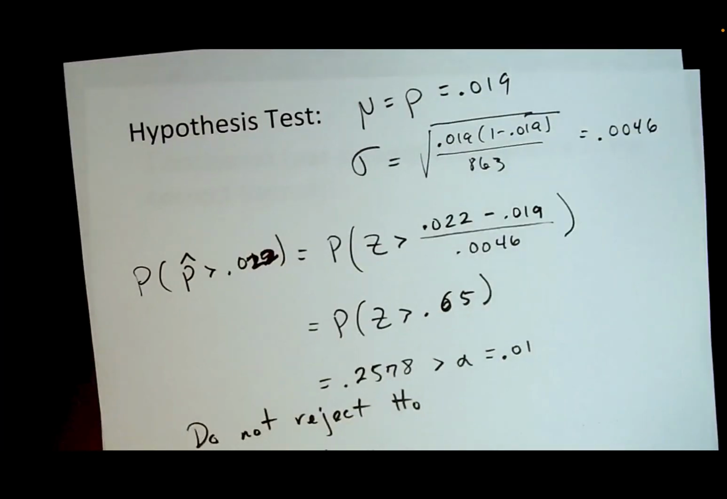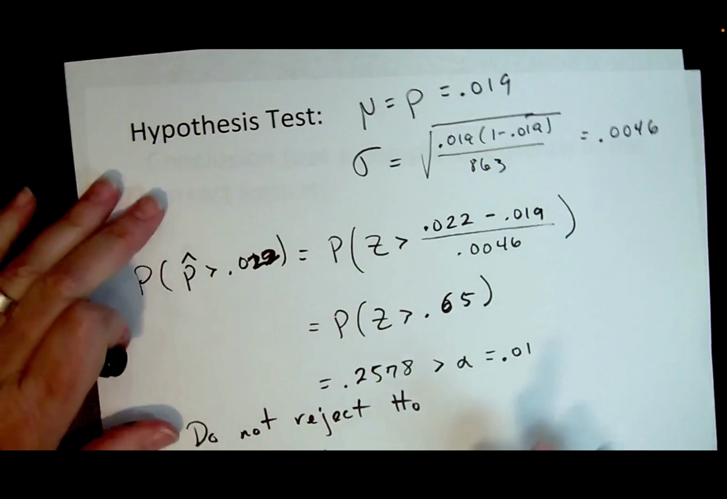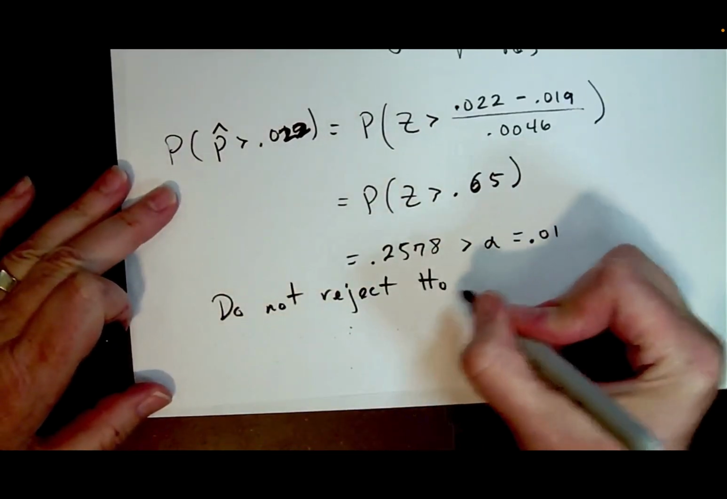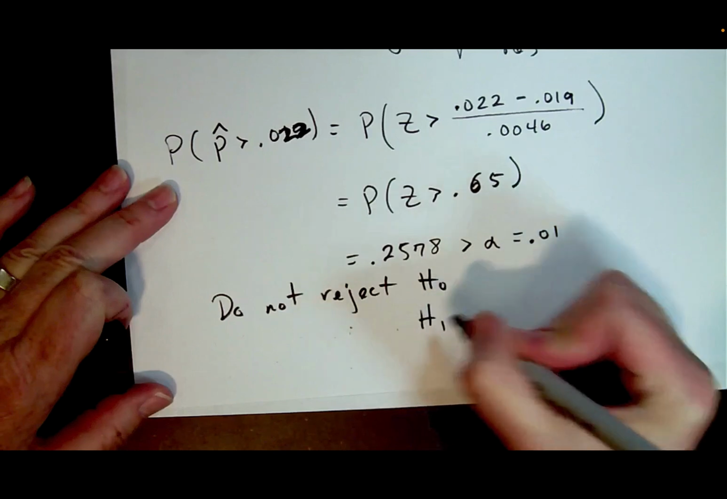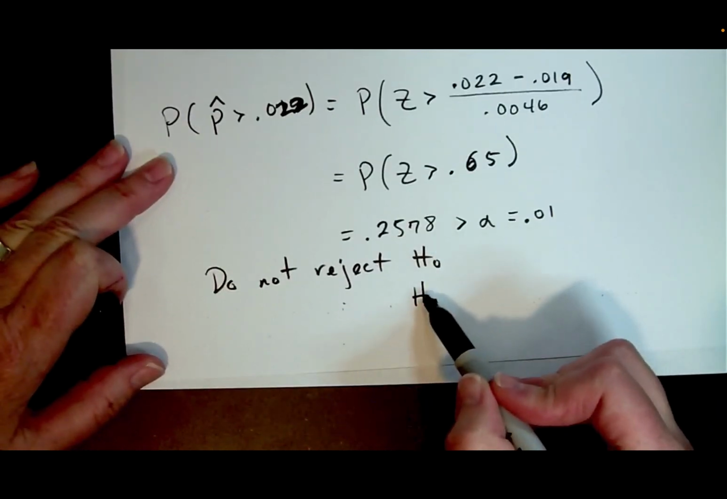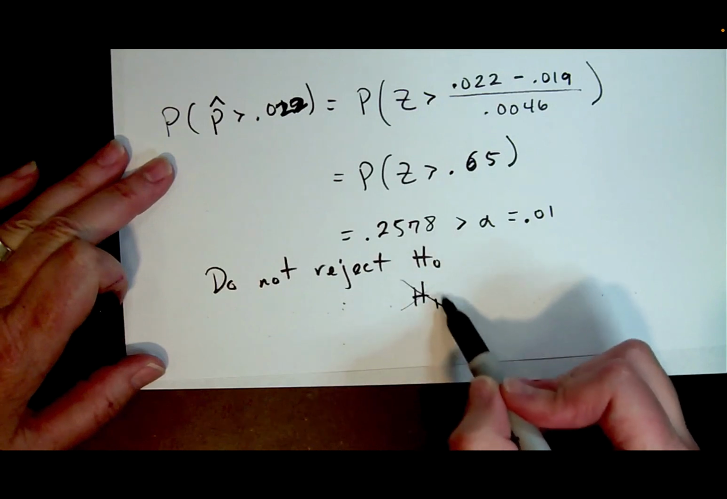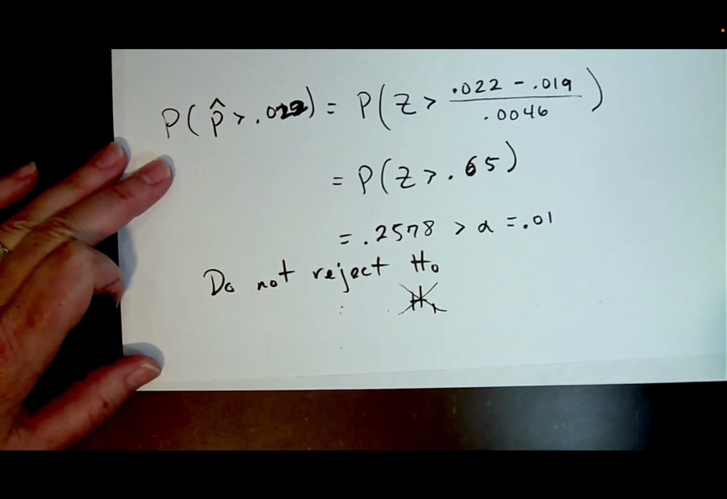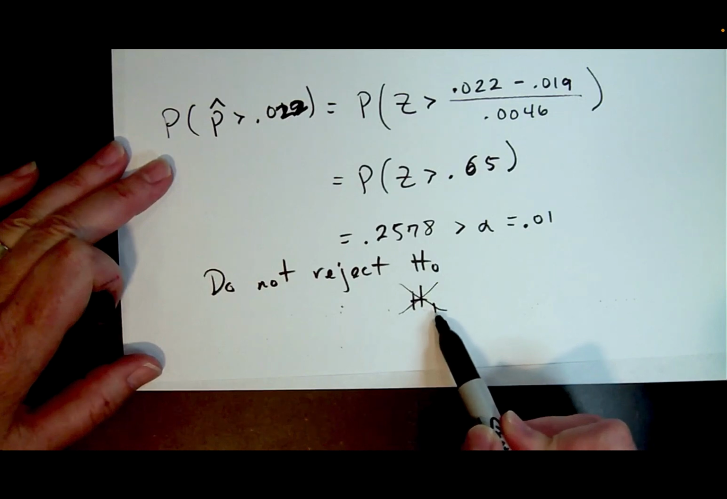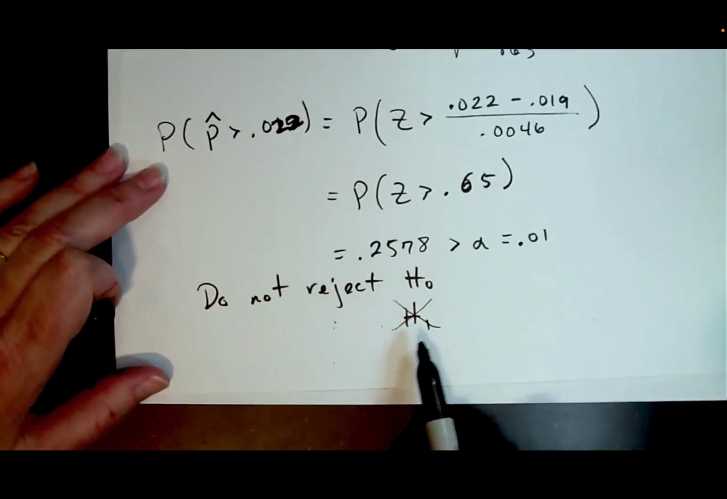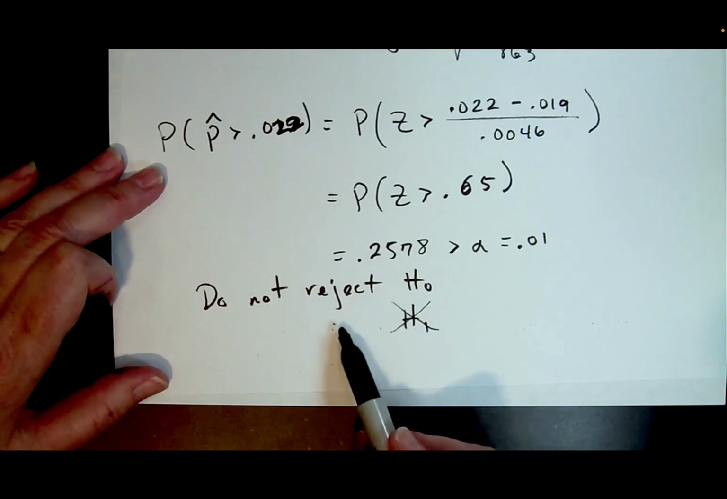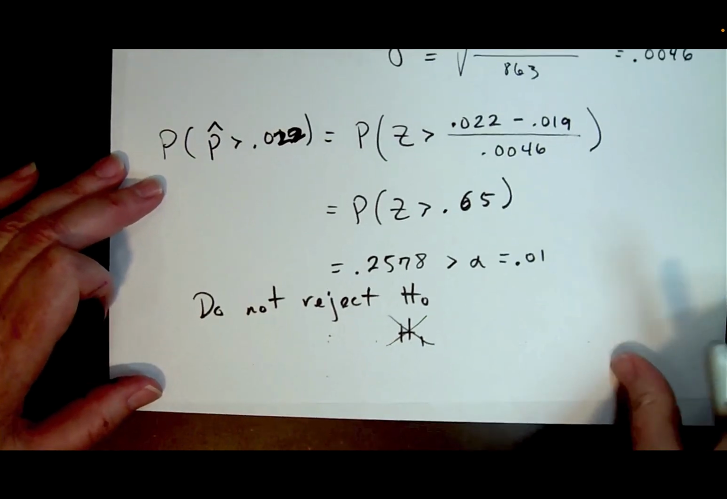For me it helps to make a chart here to decide what I'm going to write. So do not reject H naught. If we're not rejecting H naught, then we must not have sufficient evidence to support H1. We're keeping H naught, therefore we're not keeping H1. But remember, your conclusion is always going to be stated in terms of H1. So I'm going to have to say not enough evidence to support H1.